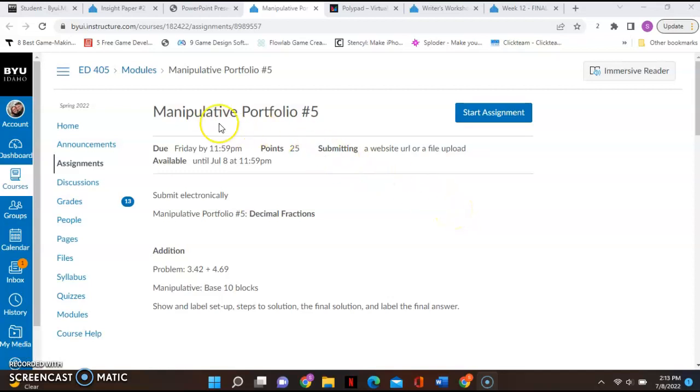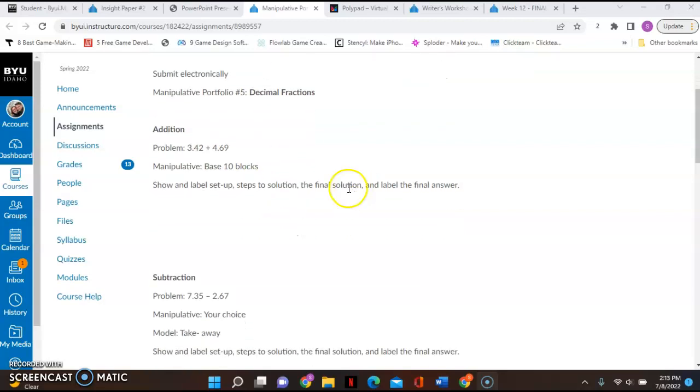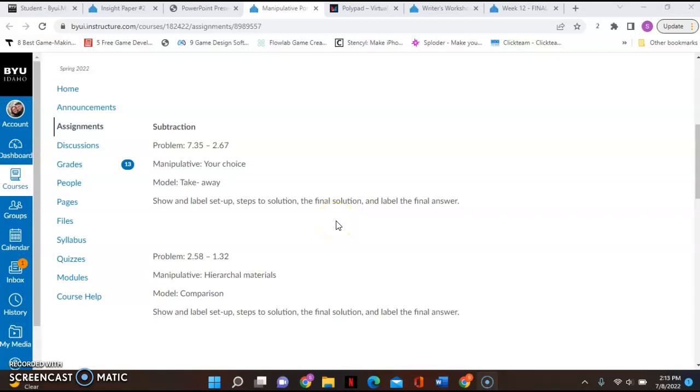Okay, so here we have the manipulative portfolio number 5, and we had to solve three problems involving decimal fractions. The first problem was an addition problem, 3.42 plus 4.69, and we had to use manipulatives of base 10 blocks. Then the other two problems were subtraction problems. These problems were 7.35 minus 2.67.